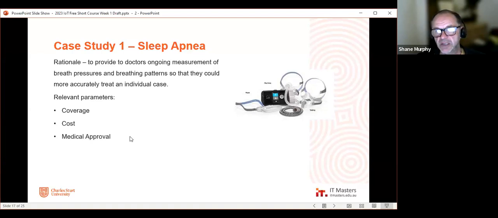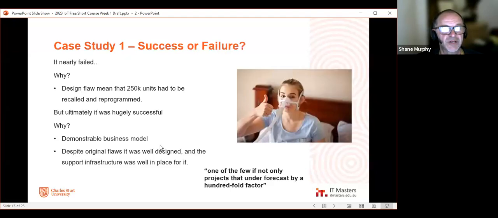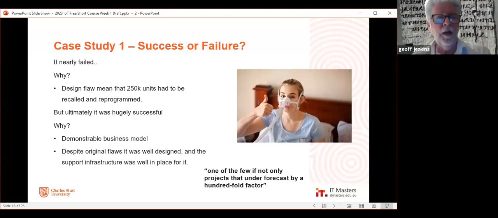A number of these case studies will be successful and some won't be. And the big answer on this is, well, it actually nearly died very early on, and it had a design flaw. Can you explain what happened with that, Jeff? That meant that 250,000 units had to be recalled and reprogrammed and sent back out again? Yes.